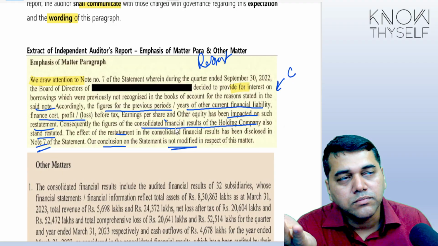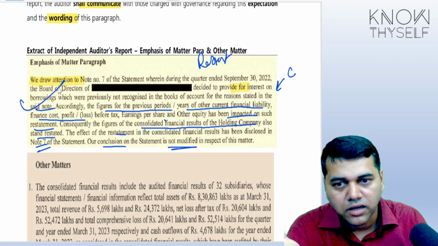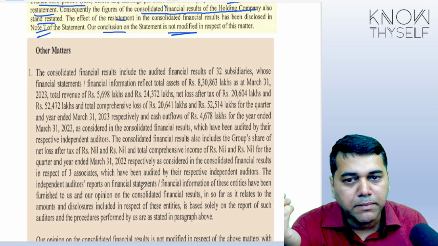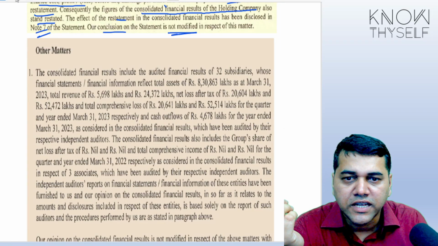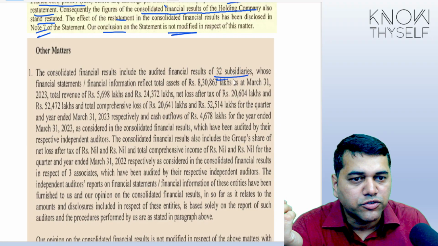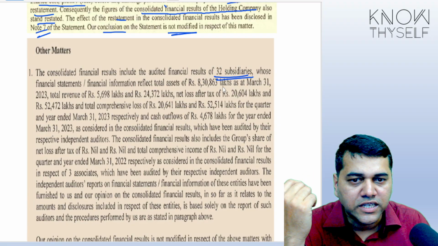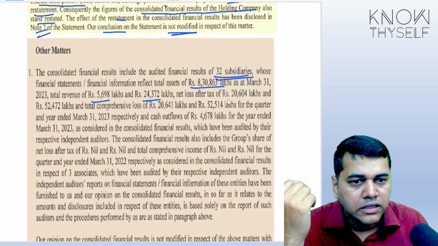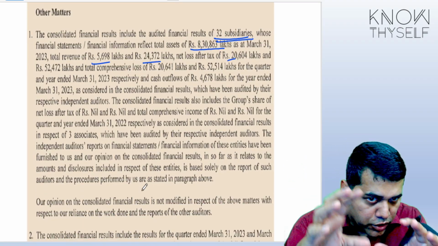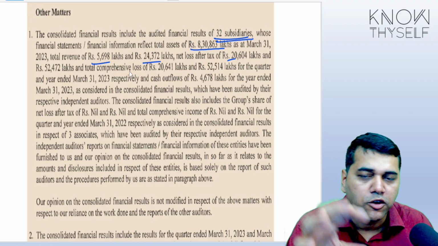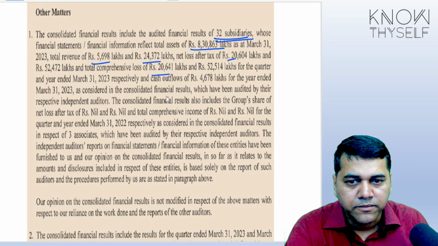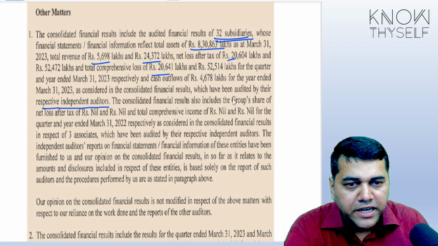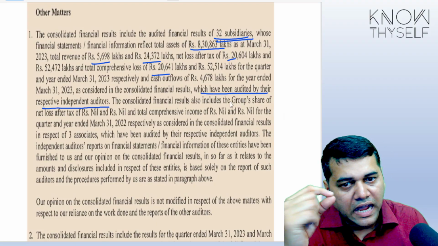How do you bring it to the notice of the investors? You write emphasis of matter or other matter paragraph. The consolidated financial statement includes 32 subsidiaries whose financial statements reflect total assets of so and so, total revenue of so and so, profit after tax. You give every breakup of how much profit, how much tax, how much OCI, as considered in the consolidated statement, which have been audited by the respective independent auditors. See, this is the keyword. That means I didn't audit.